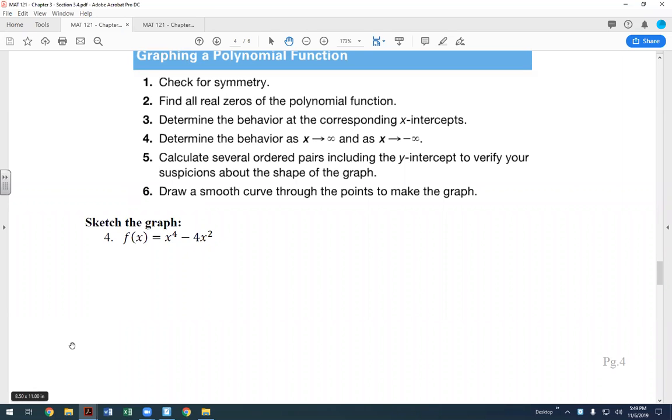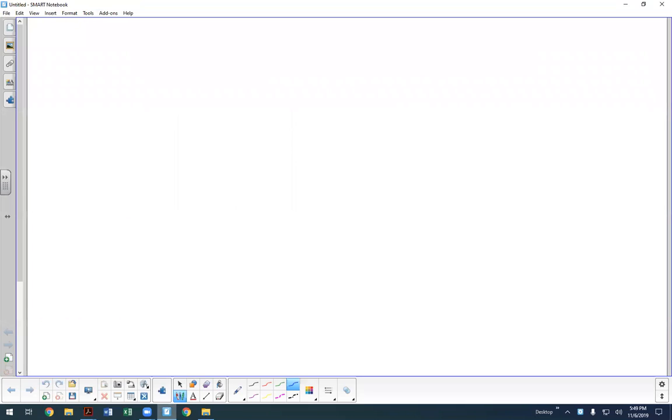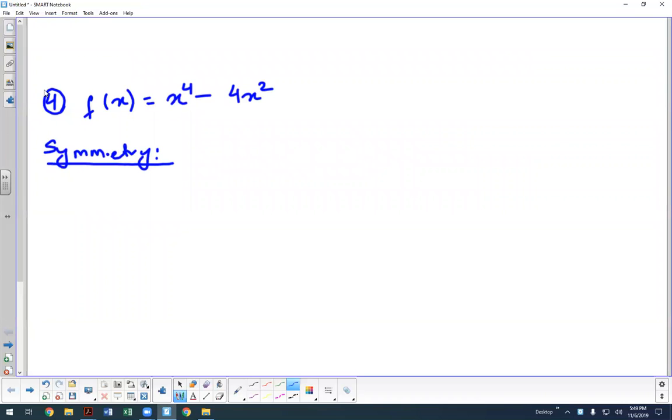So can you tell me what did we have for our symmetry for number 4? So this was the function x to the 4th minus 4x squared. Did this function have a symmetry? Yes, the symmetry is on the y-axis. Yeah, because it turned out to be an even function, right? Because both our exponents are even numbers, so we had an even function.